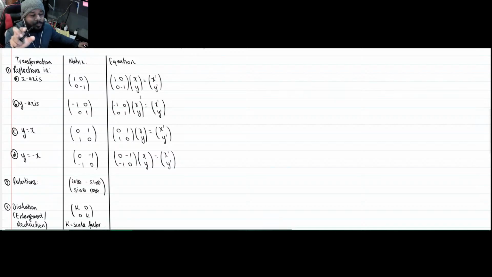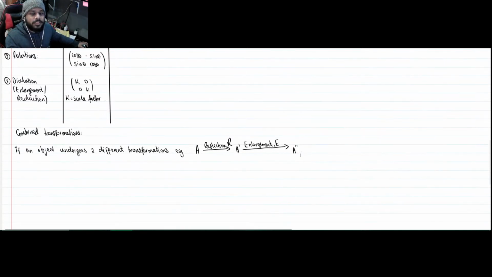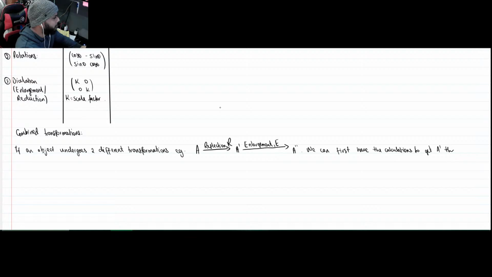Then I will take A prime and run it through the enlargement matrix. So I'll have the enlargement matrix multiplied by A prime, and I'll get A double prime. That's one way to do it. So I'll write that down. We can first have the calculations to get A prime, then have the calculations to get A double prime.